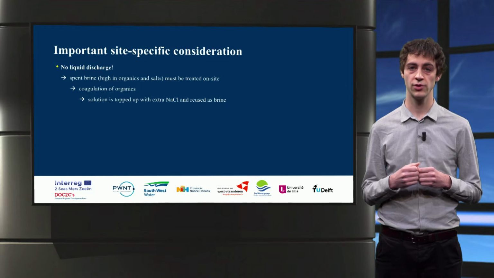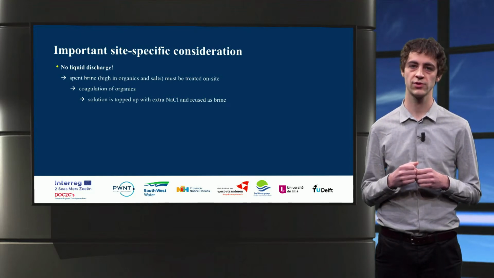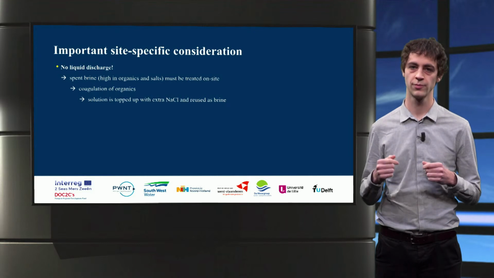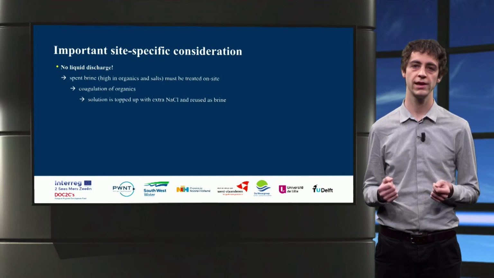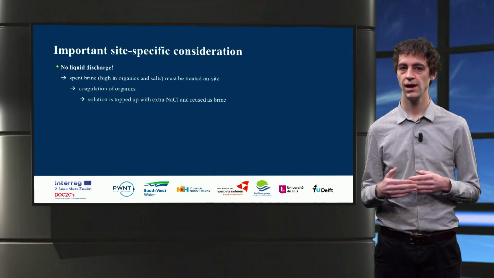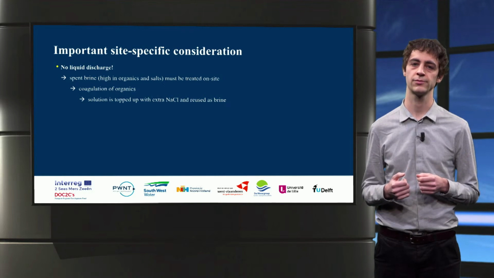A very important site-specific consideration is that no liquid waste streams can be discharged at either location. And this means that the spent brine must be treated on-site. And this is done by coagulating the organics. After this, sodium chloride is added and the solution is then reused as brine for a next resin regeneration.